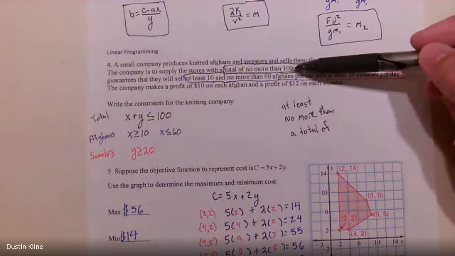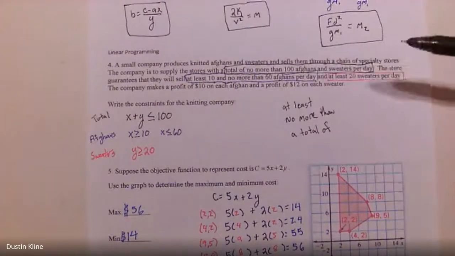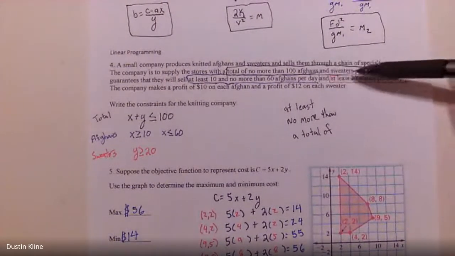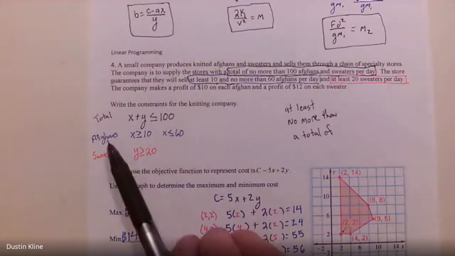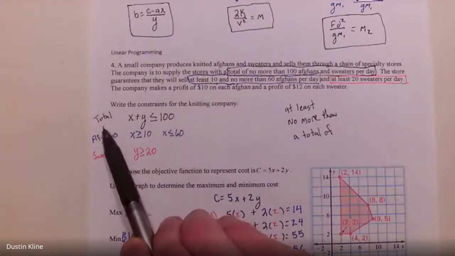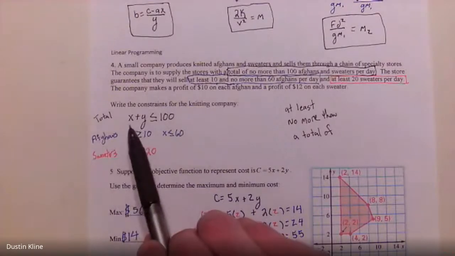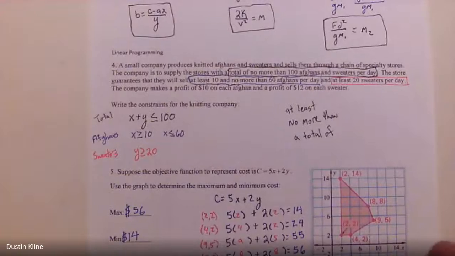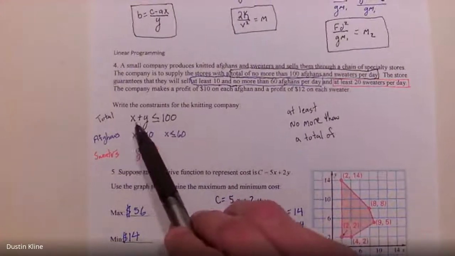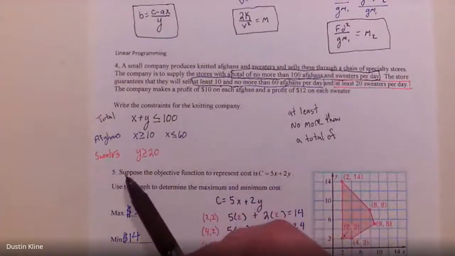A total of no more than 100 Afghans and sweaters per day. So when you add your Afghans and your sweaters, they have to be less than or equal to 100. So we write a constraint for the total pieces sold: X plus Y is less than or equal to 100. X can be whatever you want. Y can be whatever you want.